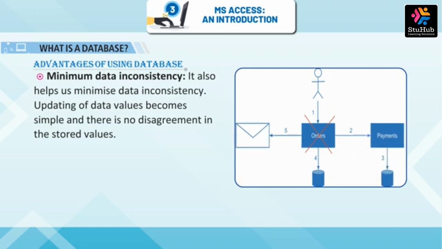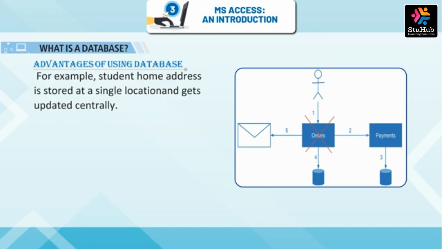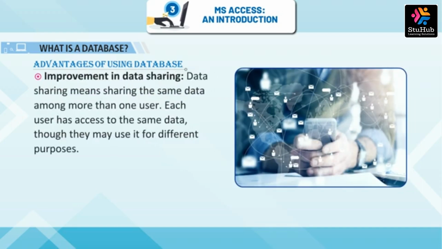Minimum data inconsistency. It also helps us minimize data inconsistency. Updating of data values becomes simple and there is no disagreement in the stored values. For example, student home address is stored at a single location and gets updated centrally.